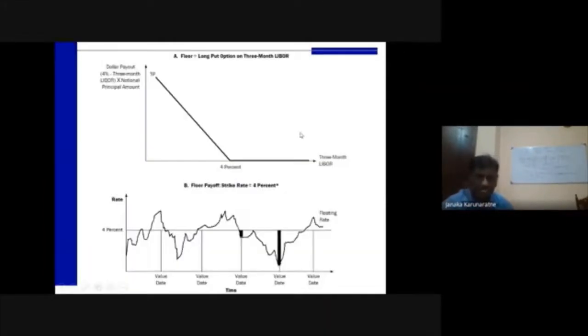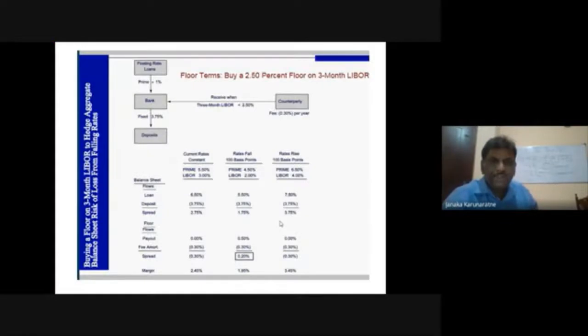So the put option looks like this. Anything below, you get a benefit. Anything above 4%, you will not exercise, you don't have any payoff, because you are at an advantage anything above the floor rate. So anything below the floor rate at the value date, you will get the difference, but anything above, you don't exercise. Any questions?